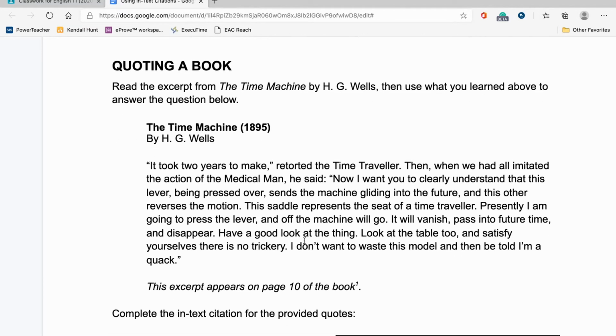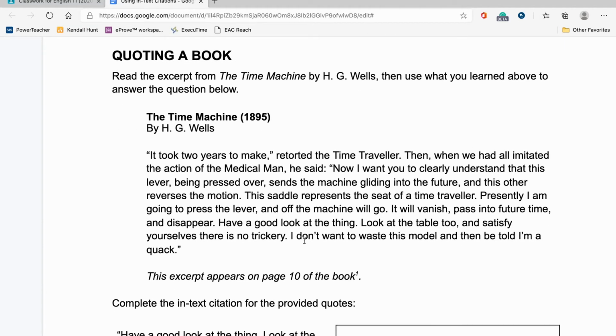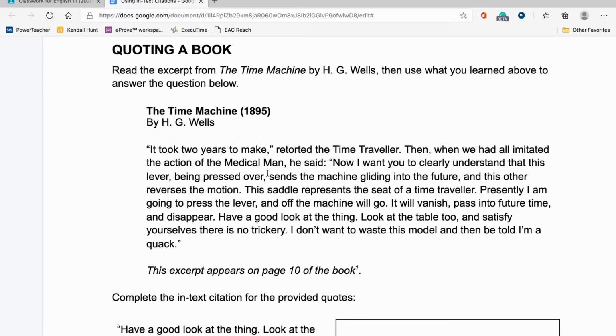So let's look at the most common example. I say most common, let's look at a common example, and that's quoting from a book. So I took a quote from The Time Machine. This is from 1895, H.G. Wells. And so we got a paragraph here.